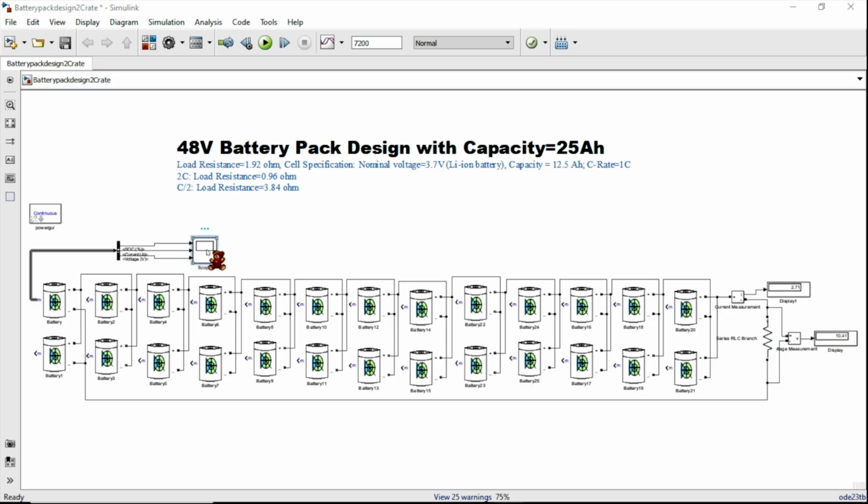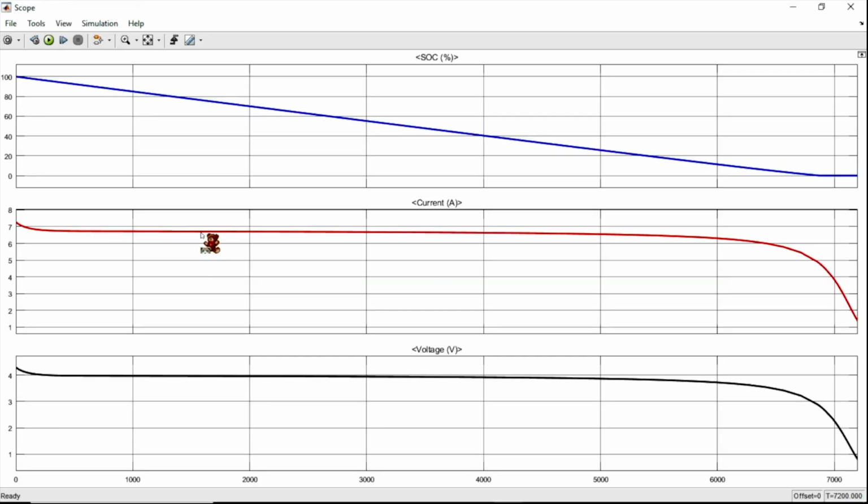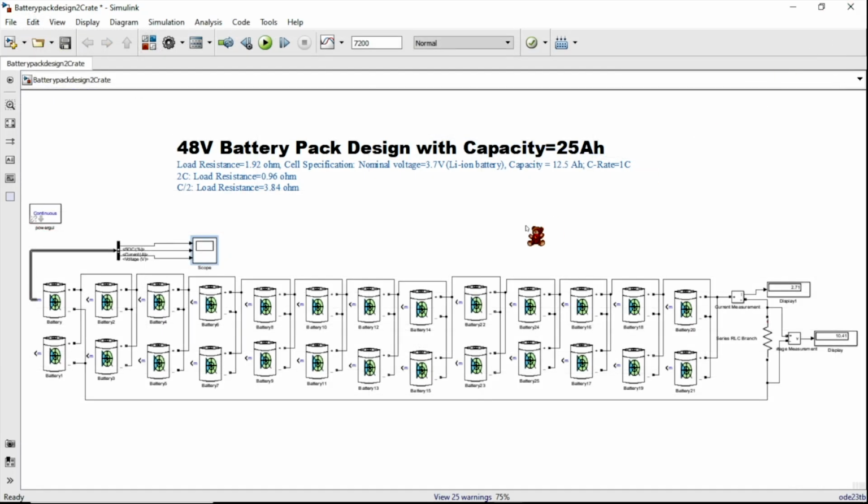Now double click on the scope. So here you can see it takes almost 2 hours to completely discharge. So here you can see this is the 100% SOC and it takes 2 hours to completely discharge the battery. Here you can also see the current profile, and also the voltage profile of the battery.